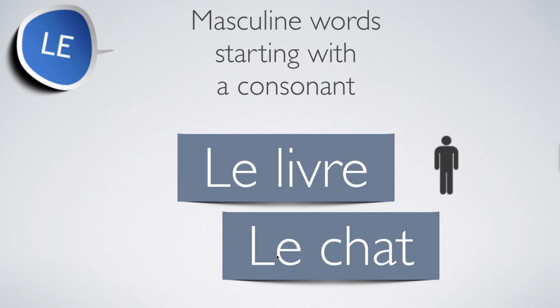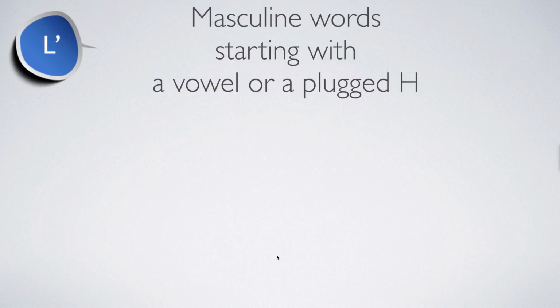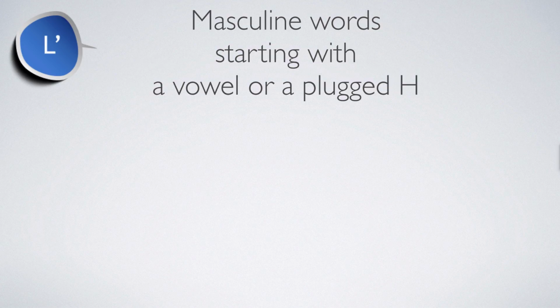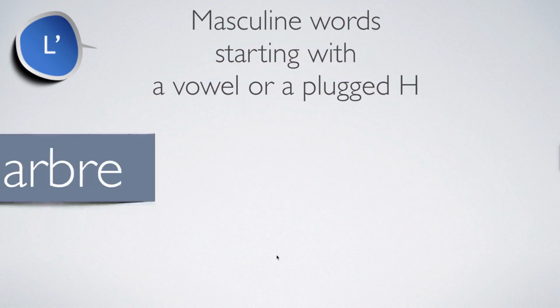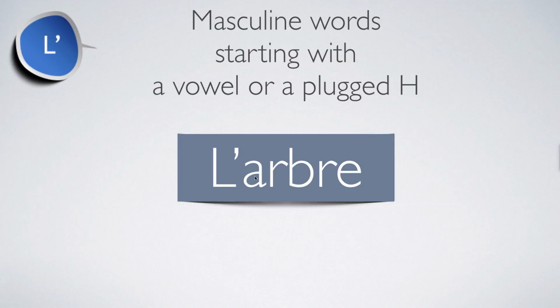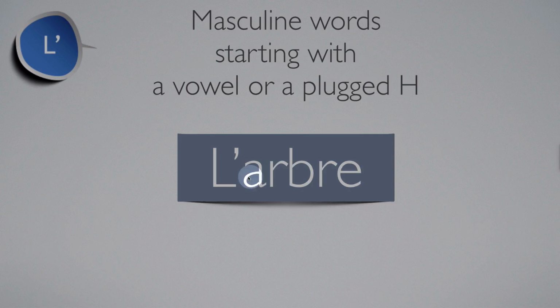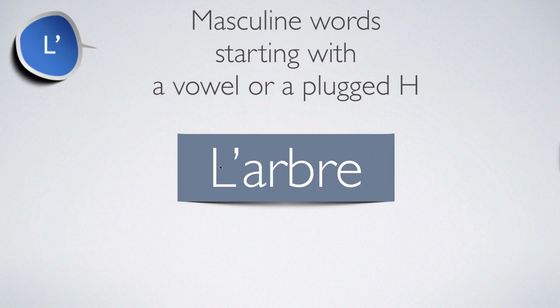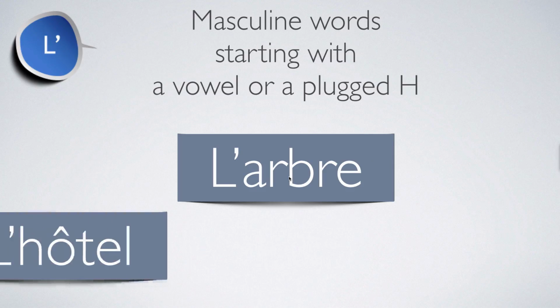a male, the cat. Let's speak now about the l'. We use it also with masculine words, but this time starting with a vowel or a plugged H. And we are going to explain a bit more what we call plugged H and unplugged H. First, l'arbre. Arbre is masculine in French, un arbre. Starts with a vowel, so to translate "the tree," we need here the l', l'arbre, because there is a connection, a contraction between the two words, l'arbre.